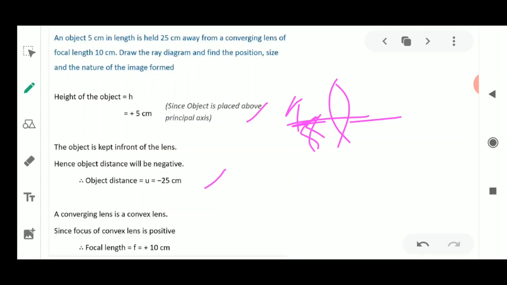Now the converging lens is a convex lens, and since the focal length of a convex lens is always positive, we are going to consider it as 10 centimeters, with a positive sign. All these points should be kept in mind, please remember this.